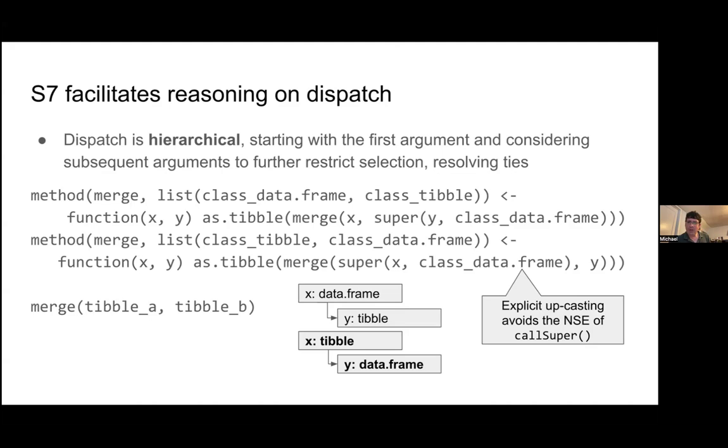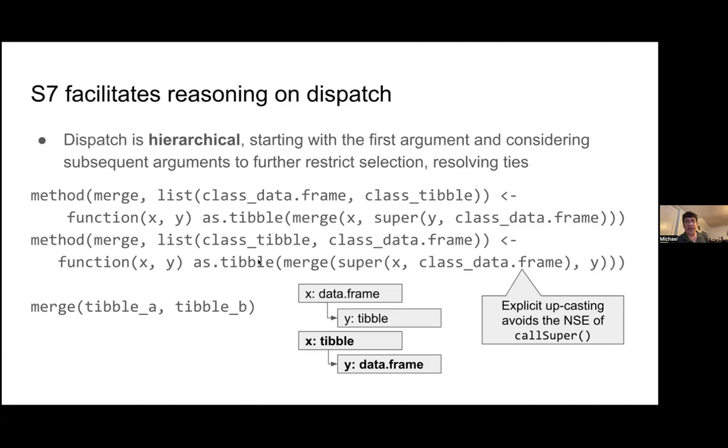Oh, by the way, people probably want to know this: rather than relying on non-standard evaluation with callSuper, we instead have this explicit casting of an object, like upcasting of an object.